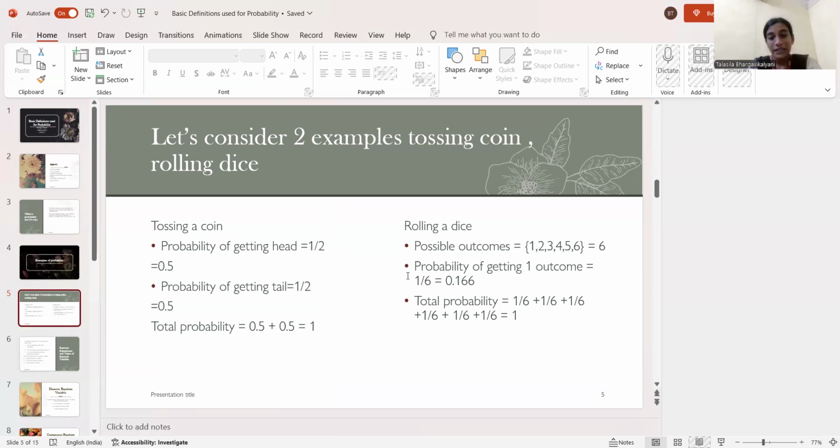Let us consider another example, rolling a die. The possible outcomes in rolling a die are 1, 2, 3, 4, 5, 6. There are 6 possible outcomes. The probability of getting one outcome from 6 outcomes is 1 by 6, which is 0.168. The total probability is 1. Here, the total probability means the summation of all probabilities of single events.